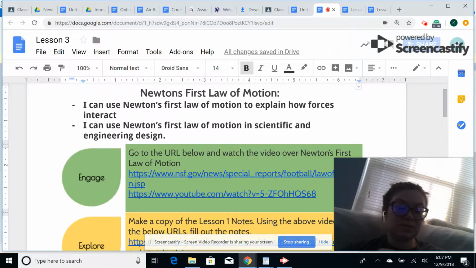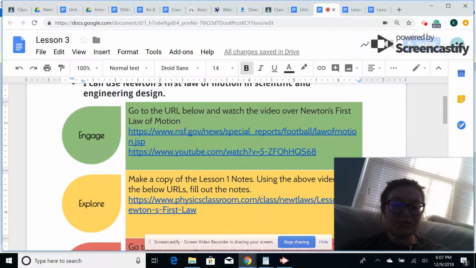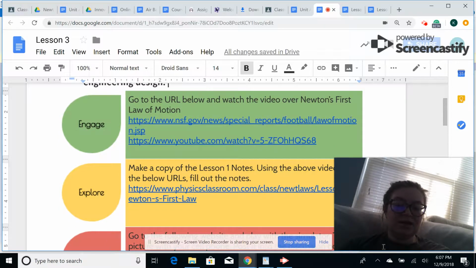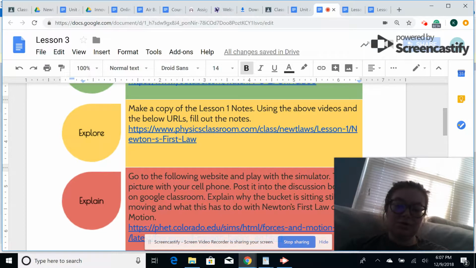And so this one is on Newton's first law of motion. It is saying I can statements are up here. And what they're doing is watching 2 different videos. One of them is a football video that discusses laws of motion, and the other is just a brief overview of Newton's first law of motion. And then they're taking notes while they're watching this.